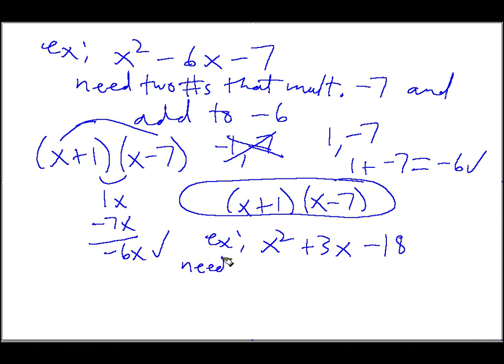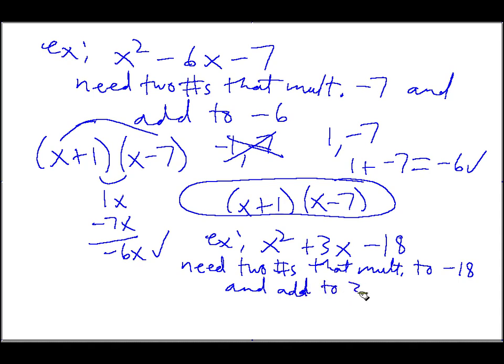Well, again, I need two numbers that multiply to negative 18, the last number, and add to the middle number, positive 3. So the sign does matter, right? So I need two numbers that multiply to negative 18, the last number, and add to the middle number, 3. So that's all we're looking for in these types of problems.